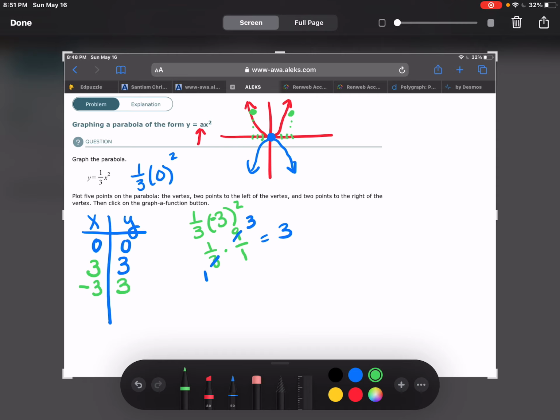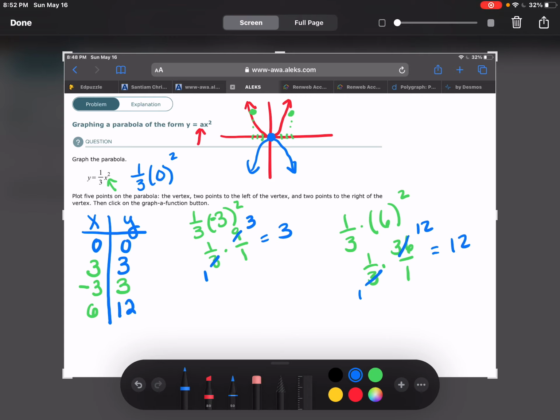So maybe you could try some negative things that might come out nice. Let's try maybe 6. This may get too big, but let's just see really quick. 6 squared. See, I'm just plugging it in for x. And so I have 1/3 times 36 this time. 3 goes into 36 12 times, and so my answer is going to be 12 that goes with 6.